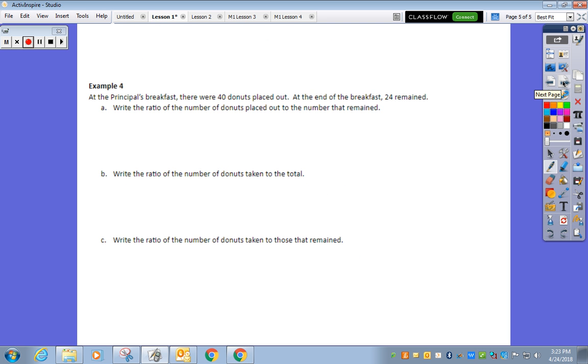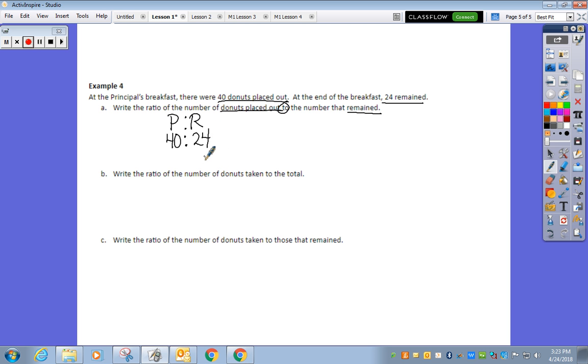Example 4 says, at the principal's breakfast, there were 40 donuts placed out. At the end of the breakfast, 24 remained. So we've got 40 donuts that were placed out and 24 that remained. We want to write the ratio of the number of donuts placed out to the number that remained. So these 2 numbers are straight from the problem. We've got placed out, which I'll put P for, and remained, which is 40 placed out to 24 that remained.